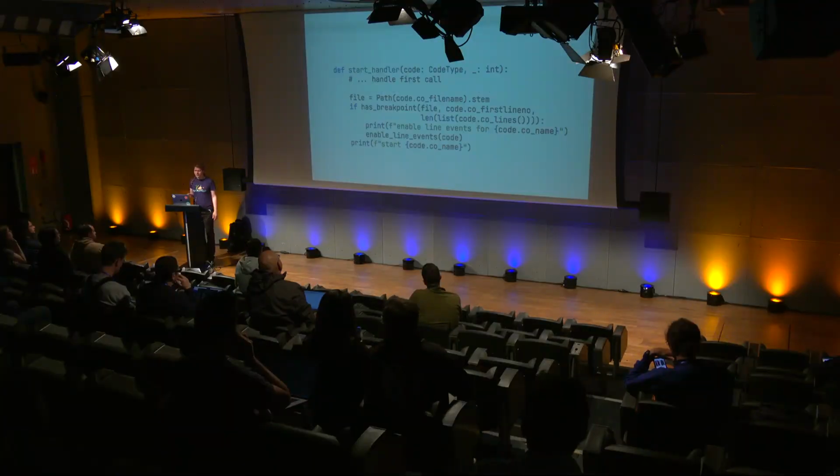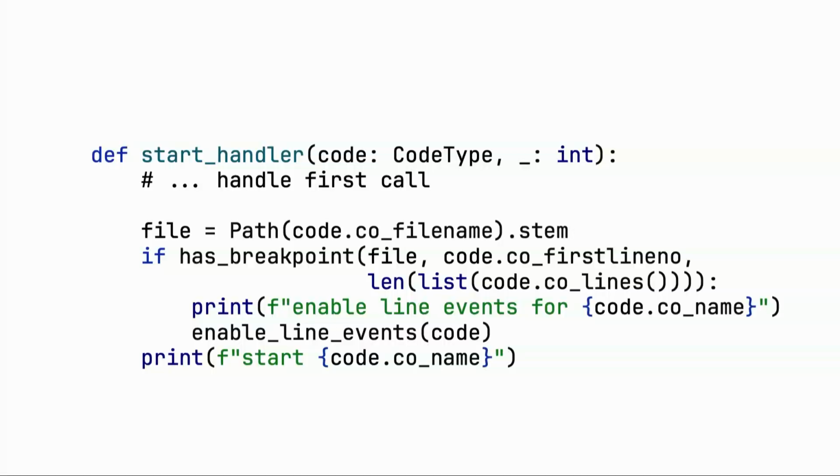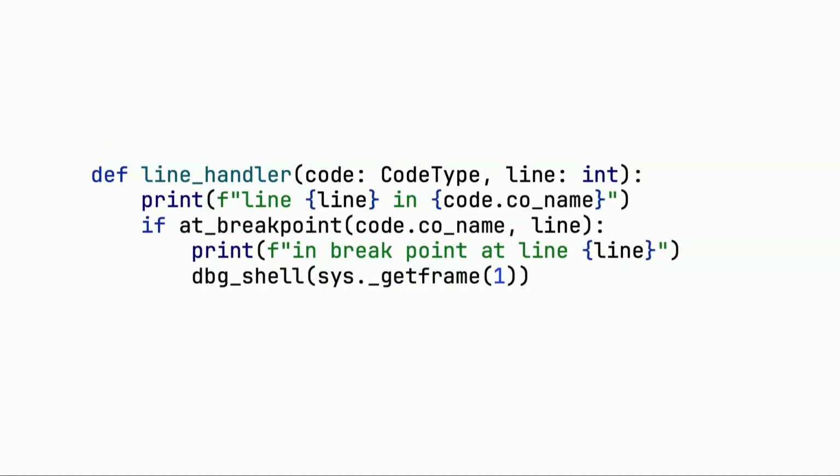So back to a debugger. How do we do this now? In the start handler, it's pretty simple. We have a method that essentially just checks, oh, do we have any breakpoint in this method currently? If yes, we enable the line events. If no, we don't. And that's simple. And if we later enable a breakpoint, then in the line handler we enable the breakpoints just for this method too.